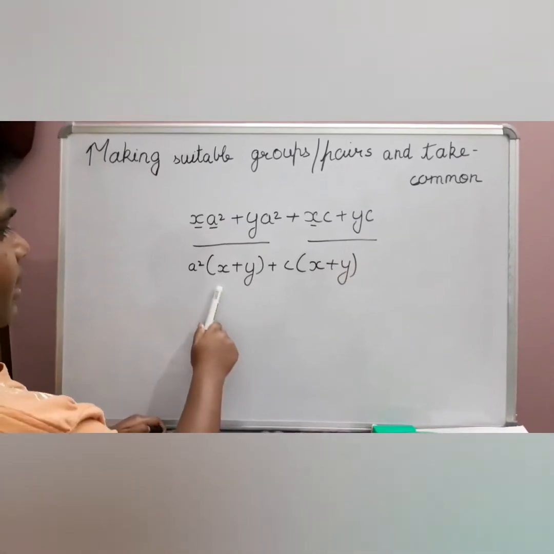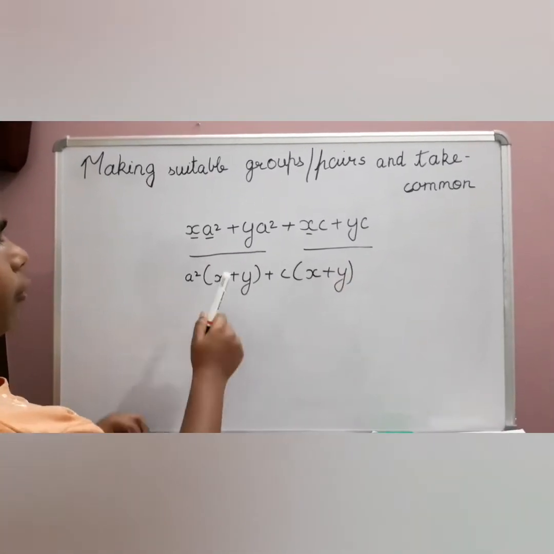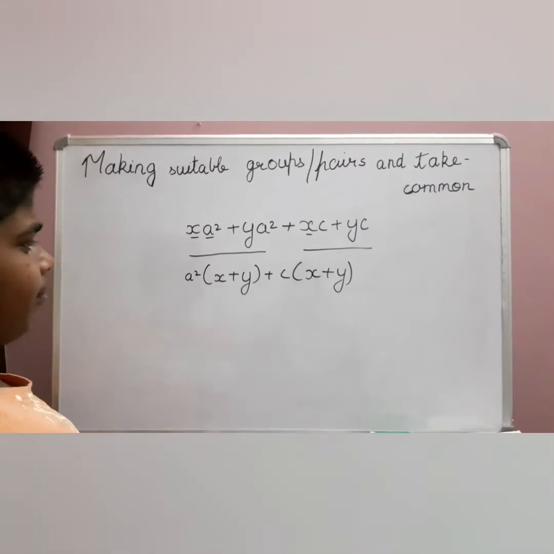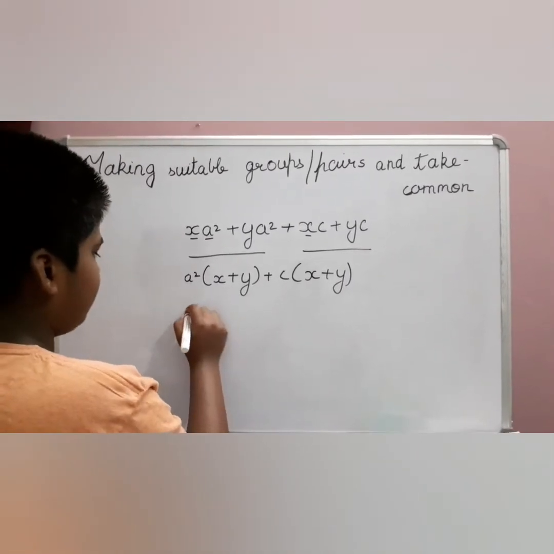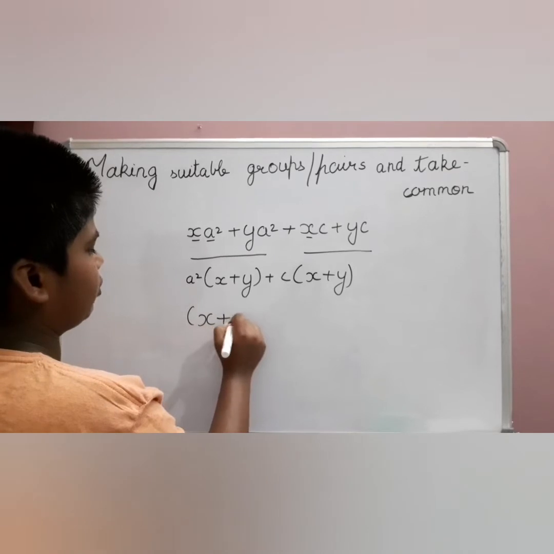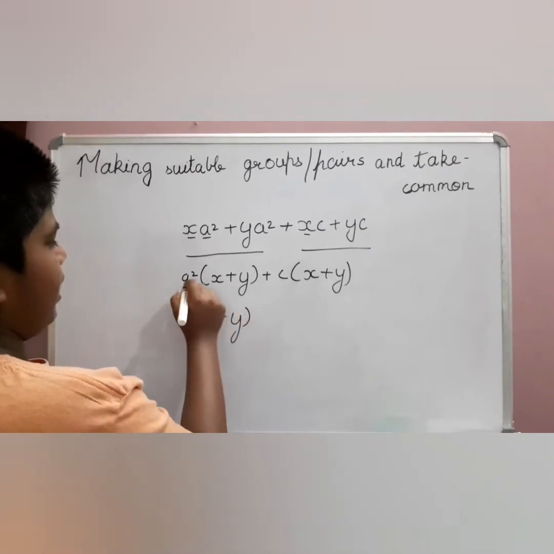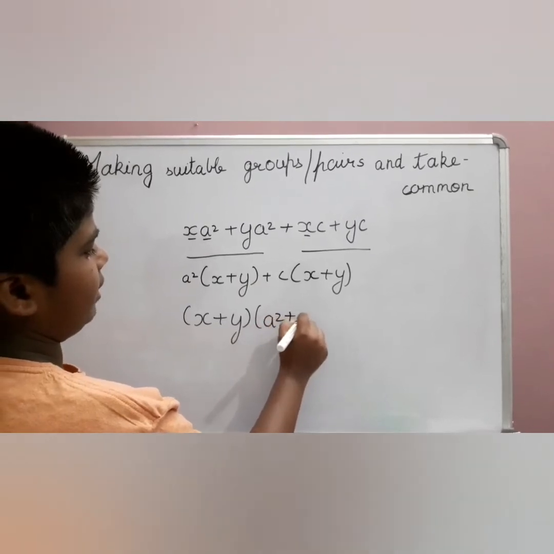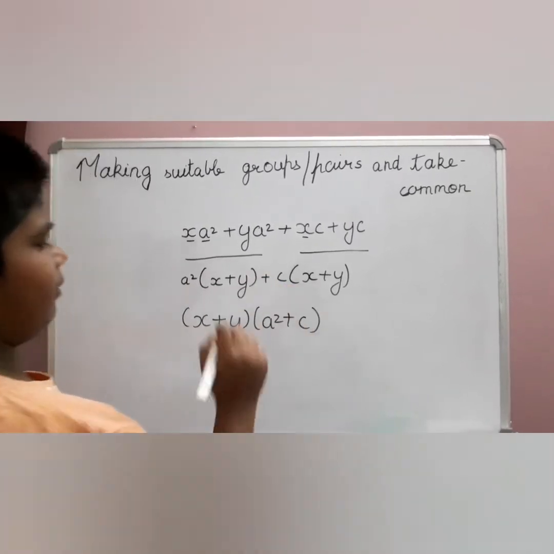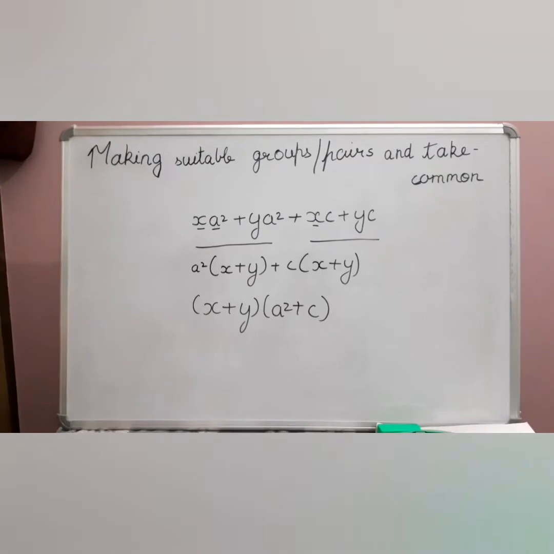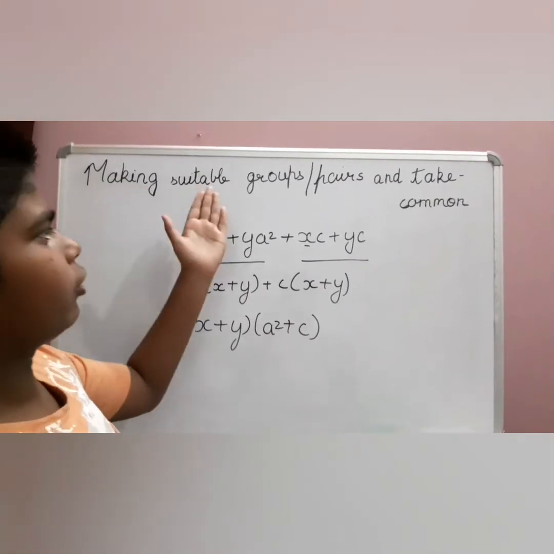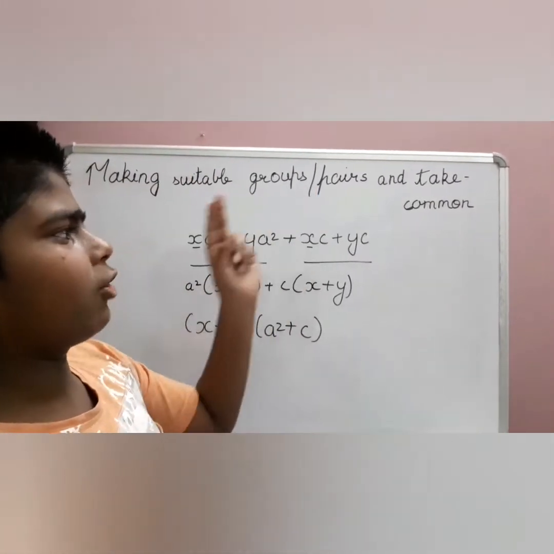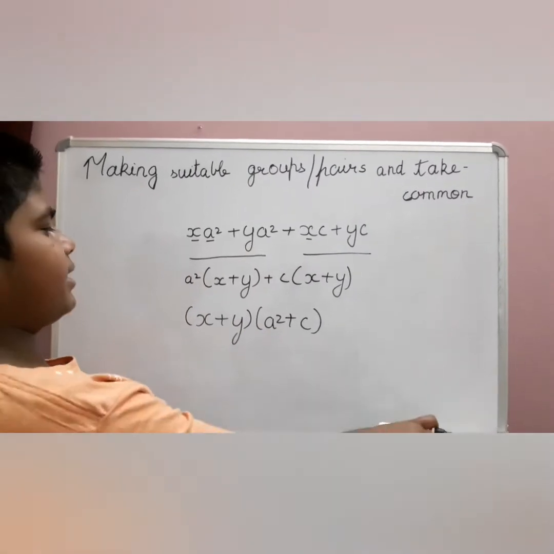Now x plus y and x plus y. We have two terms and x plus y is common. So we'll take x plus y as common and a square plus c will be left, and this is our answer. So this is the step of making suitable groups or pairs and taking common. Another example.